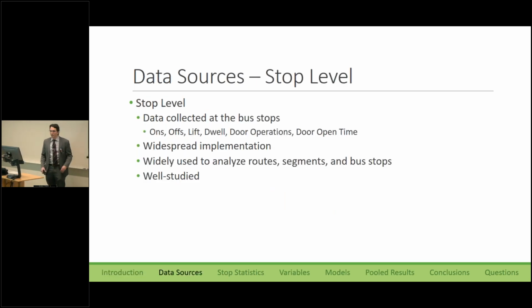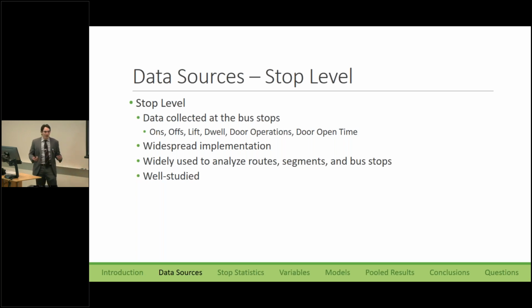predictability. So first we have the data sources, and stop level data is still a major data source. And this tells you information about what is happening at the bus stop specifically. How many people got on, how many people got off, how long were the doors open, what was the dwell time at that stop, what time was the bus supposed to arrive at the stop versus when did it actually arrive, when did it leave. This type of information is available.